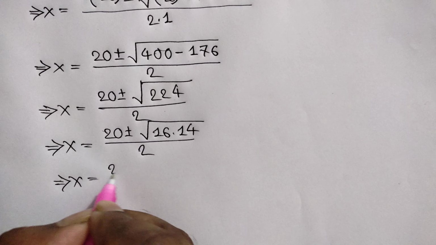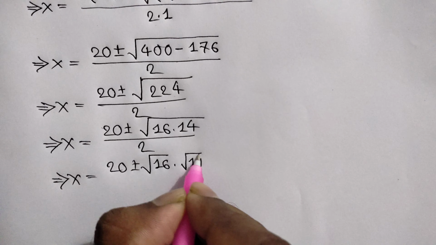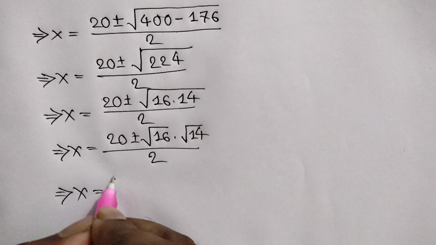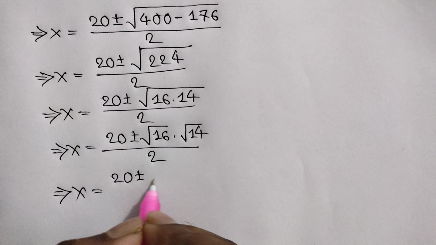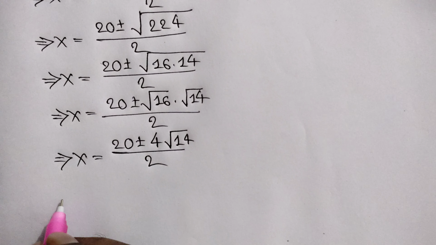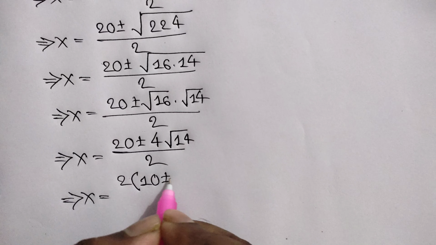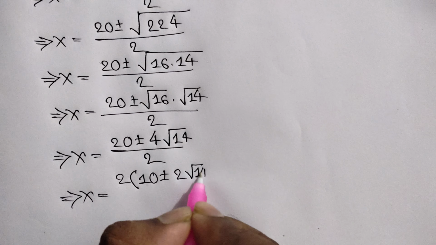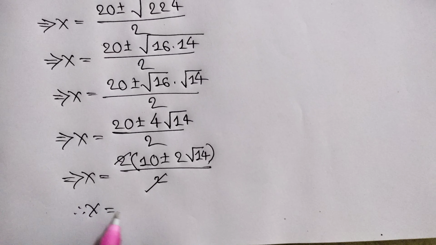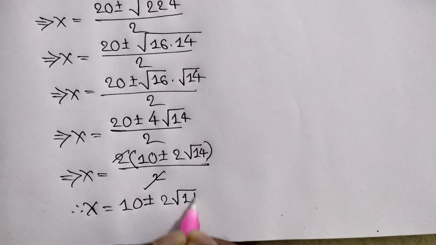or x is equal to 20 plus or minus, now we can write here square root of 16 times square root of 14 over 2, or x is equal to 20 plus or minus square root of 16 is 4 times square root of 14 over 2, or x is equal to, now taking common 2, here we will get 10 plus or minus 2 square root of 14 over 2, now this 2 cancels out this 2, so here we will get x is equal to 10 plus or minus 2 square root of 14.